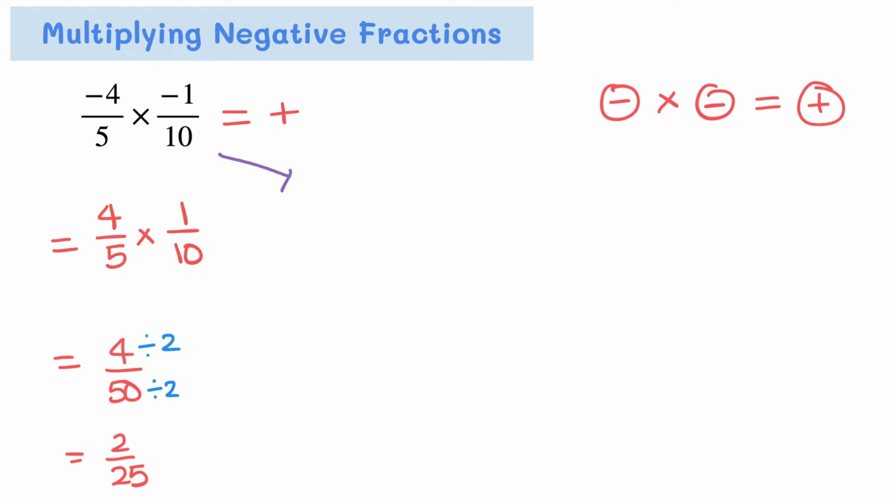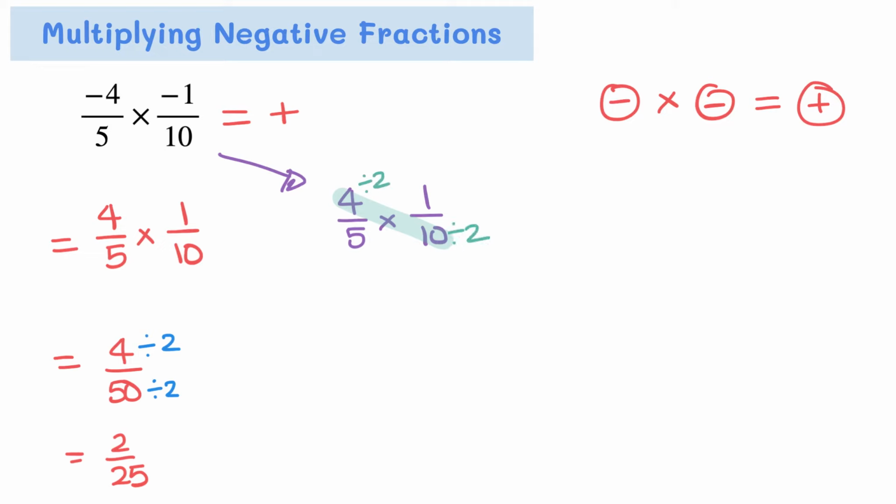So if I do this question again, I've got 4 over 5 times 1 over 10. Again, it was negative, but notice that I don't have anything negative here, because I already know my answer is going to be a positive. So I'm just going to multiply positive numbers. If I look at this diagonal here, I can see that 4 and 10 can both be divided by 2.